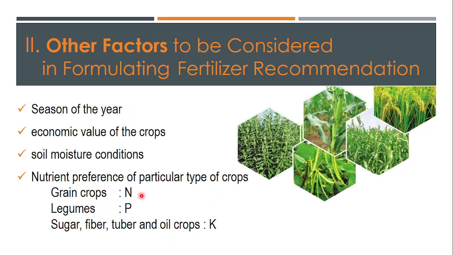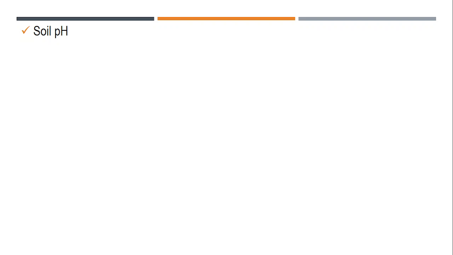For grain crops, ang mga ito matatakaw sila ng nitrogen. And then for legumes, matakaw naman yan sa mga phosphorus. And yung mga sugar, fiber, tuber, and oil crops natin, matatakaw yan sa ating potassium fertilizers. And then, the last factor is soil pH. Ang ating mga crops, may mga kanya-kanyang requirement yan na levels of soil pH. May mga tolerance sa acidic soils, may nire-require na dapat nearly neutral. Meron din yung kayang mabuhay and maging productive at alkaline conditions.